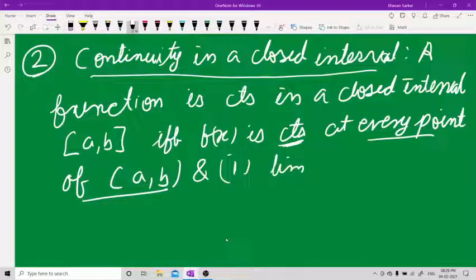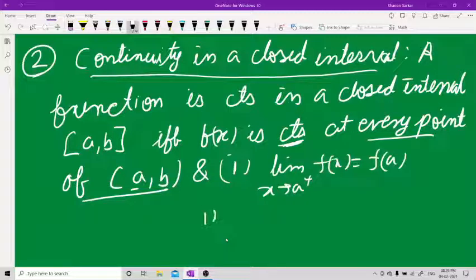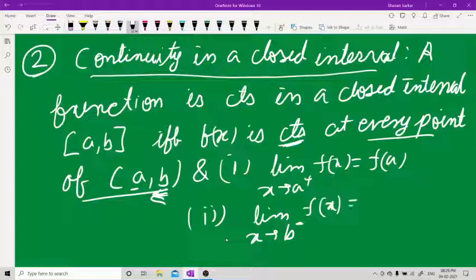Limit as x tends to a plus, that is the right side of a, f(x) should be equal to f(a), and the second point, limit as x tends to b minus, that is the left side of b, f(x) should be equal to f(b). Since this is continuous in a closed interval, it is also bounded. Let us see.